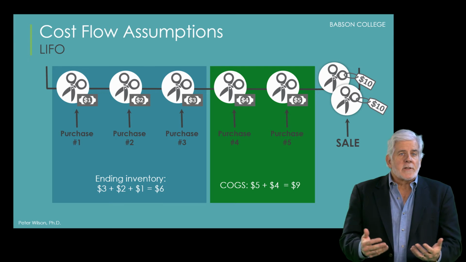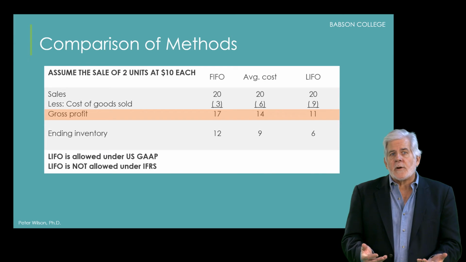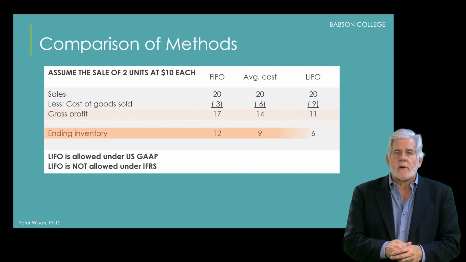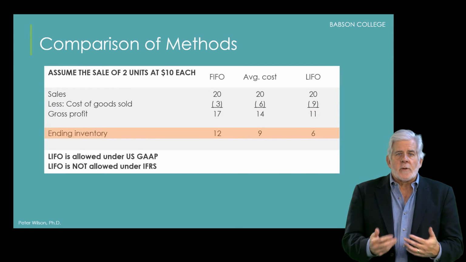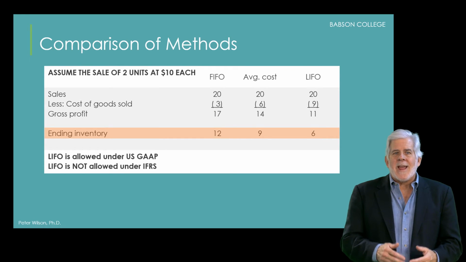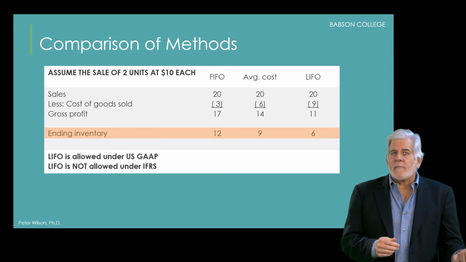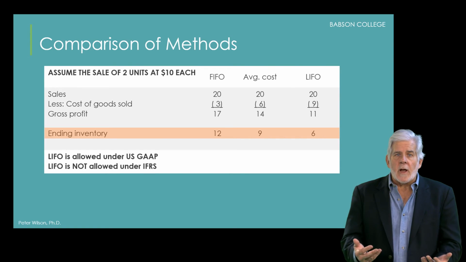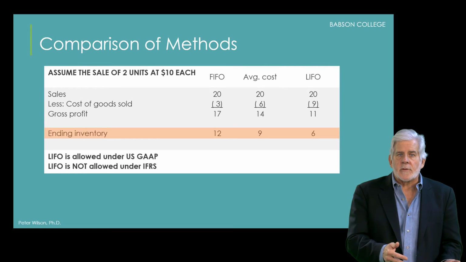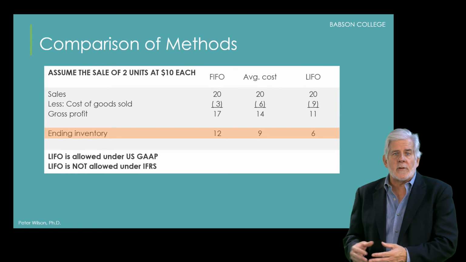You can see the difference the cost flow assumptions can make on your gross profit and net income, as well as on the inventory valuation that shows up on your income statement. Thus, firms are required to disclose what cost flow assumption they're using. At the same time, it's important for investors and analysts to understand this as well so they can properly interpret the amounts they see for cost of goods sold, gross profit, and inventories.